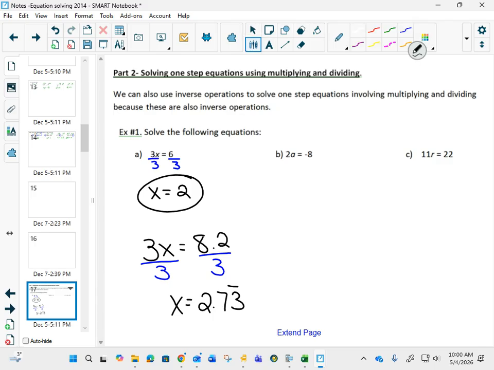Again, some of these you might see the answer to, but we're going to get really good at this. I want to get the a by itself. Right now that a is getting multiplied by 2. What's the opposite of multiplying by 2? Divide by 2. 2 divided by 2, so a is equal to 4. Not just any 4, it's a negative 4.